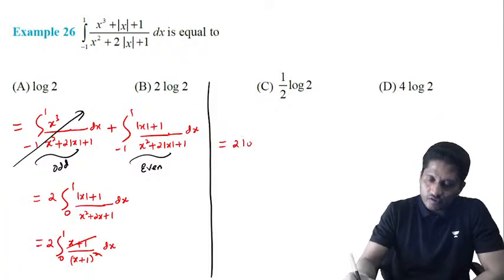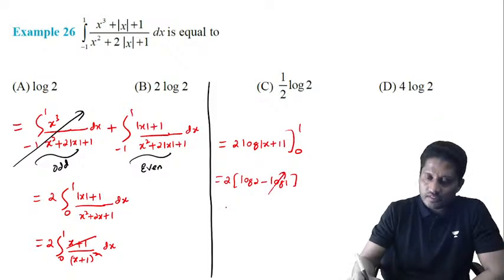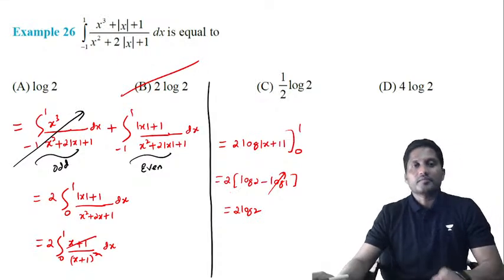Integration of 1 by x is log x, so this is log of x plus 1 between the limits 0 to 1. Upper limit is log 2, lower limit is log 1. Log 1 to any base is 0. Answer is 2 log 2. Okay, answer is option B.